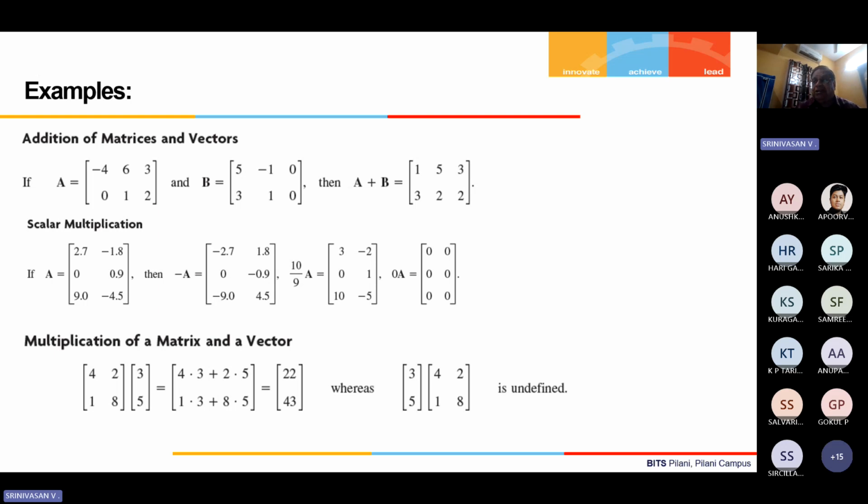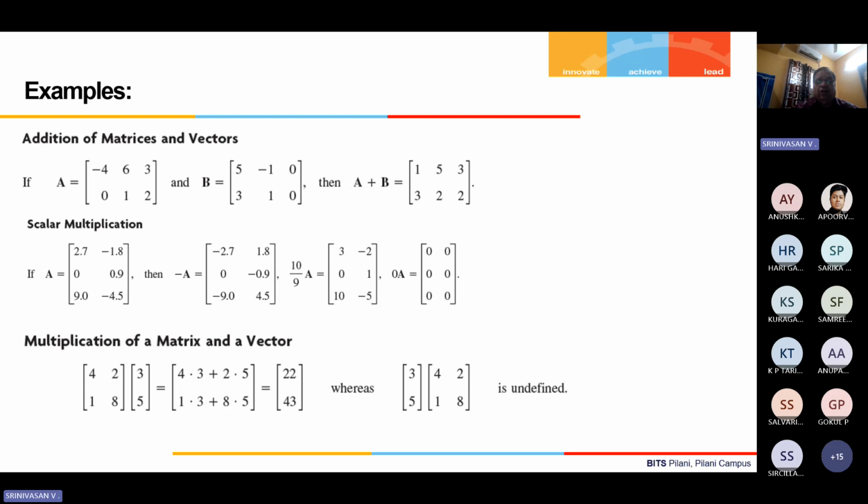And how do you do the multiplication? Using that formula, sigma, the product. How do you do the multiplication of entries? It is not like addition or subtraction, with corresponding entries, but you first have to take the first row, multiply by the corresponding column elements, and then add them up. Multiply the elements of the first row with the corresponding entries of the first column and sum them up. What is the meaning here? 4 into 3 plus 2 into 5. That's all.